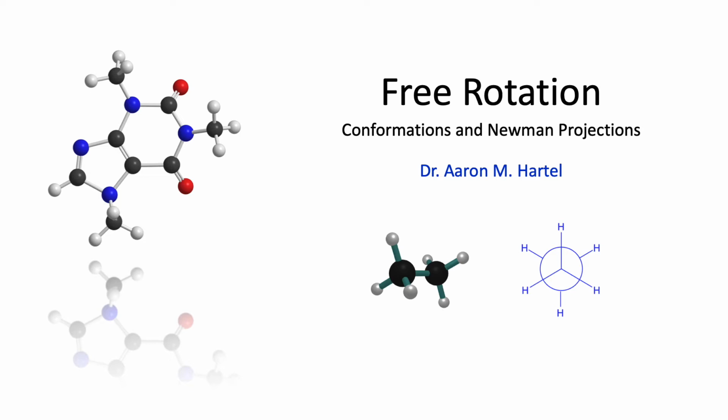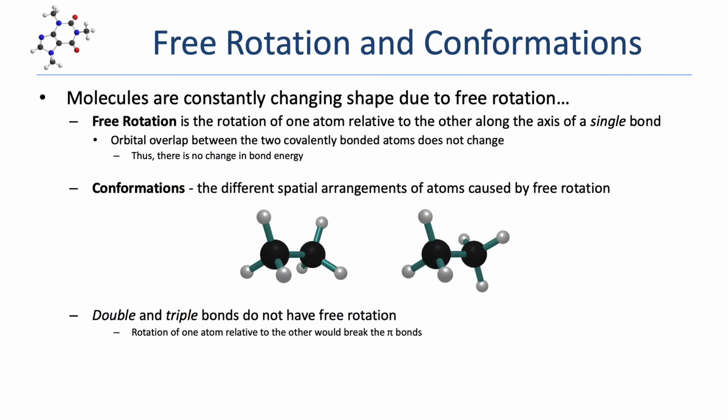In this video, we're going to look at free rotation, conformations, and drawing conformations using Newman projections. Free rotation is the rotation of one atom relative to the other along the axis of a single bond that connects them. Because a single bond will always be a sigma bond, there is no change in the overlap between the orbitals that make up that bond.